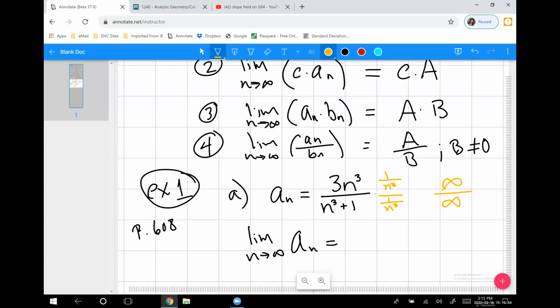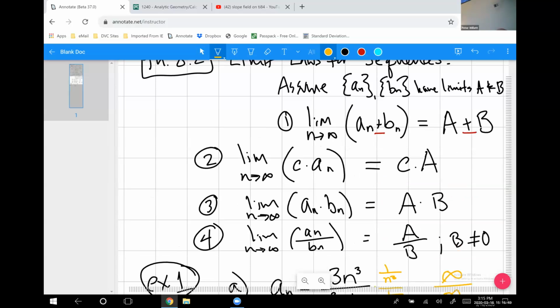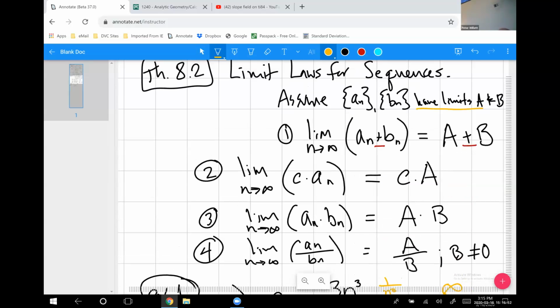So in the sense of the rules that we just learned above, could we use number 4, which is the limit of A over the limit of B? Great suggestion. So that depends on them having limits, A and B. Oh, I see. Okay, right.